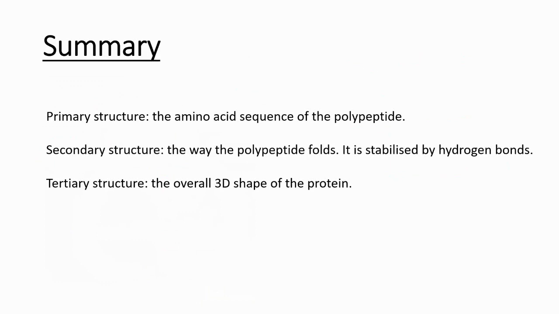In summary then, the primary structure refers to the amino acid sequence of the polypeptide. The polypeptide can fold to give secondary structure. Examples are alpha helix and beta pleated sheet. The secondary structure is stabilized by hydrogen bonds. The tertiary structure is the overall 3D shape of the protein. The tertiary structure contains the primary structure and also different secondary structures. It's worth noting that the amino acid sequence of the polypeptide will determine which secondary structures form and will also determine the tertiary structure of the protein.